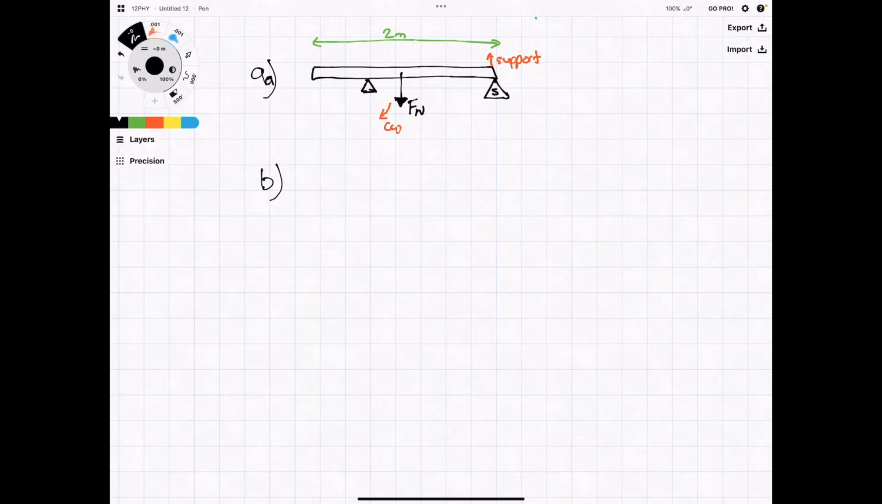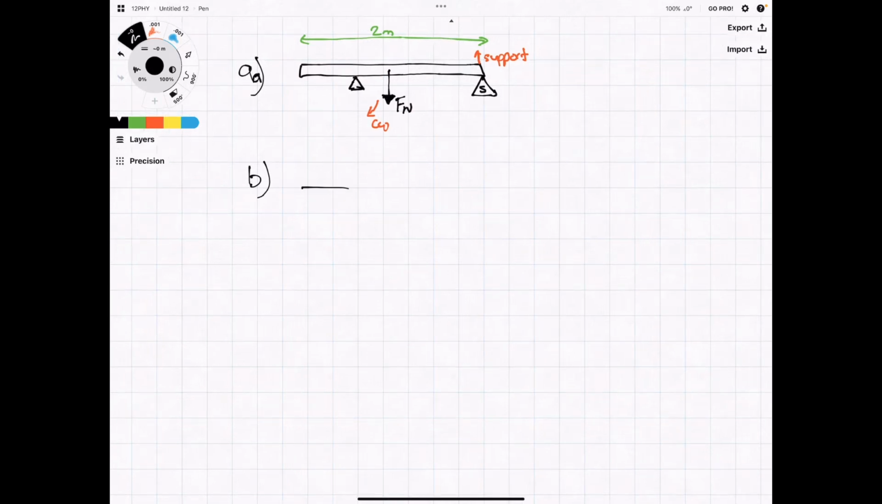The spring scale reads 85 newtons when P, the pivot block, is 0.75 meters from one end. Okay, so they're essentially giving us the diagram with some numbers, which is nice. Okay, so I'm going to redraw it. They're telling us the pivot block is here. If we draw it like this, it's 0.75 from one end.